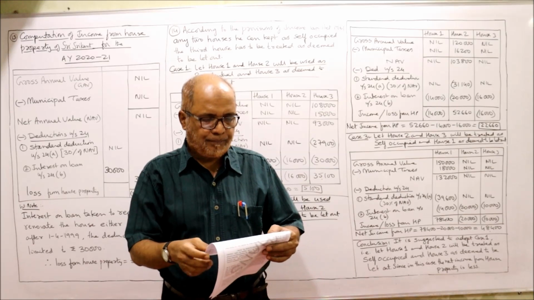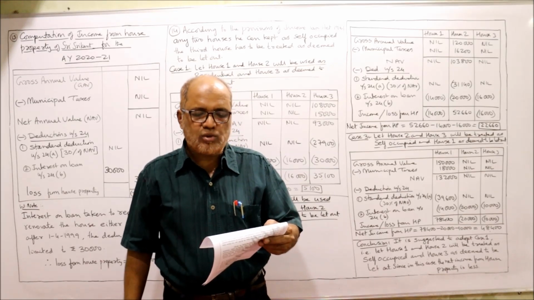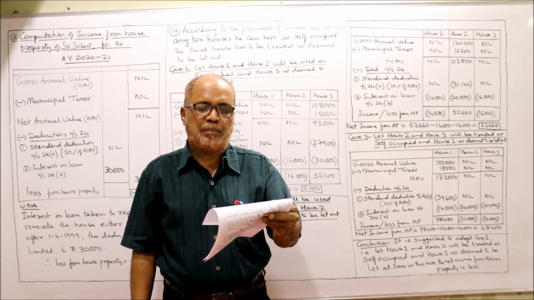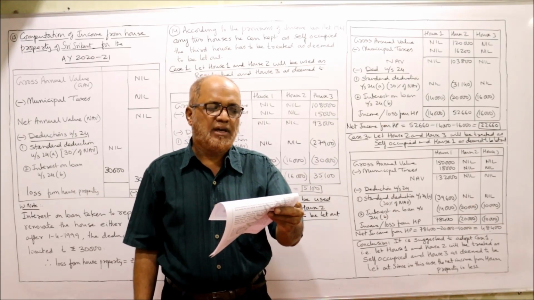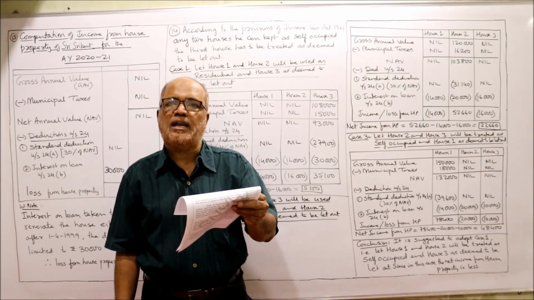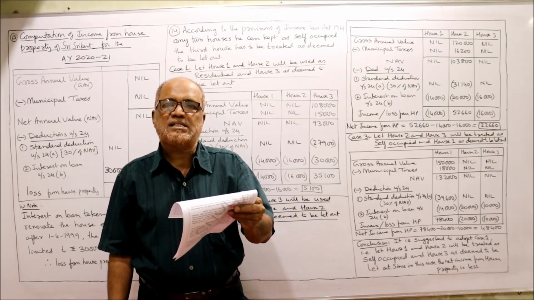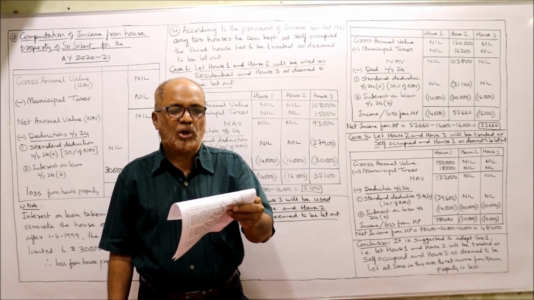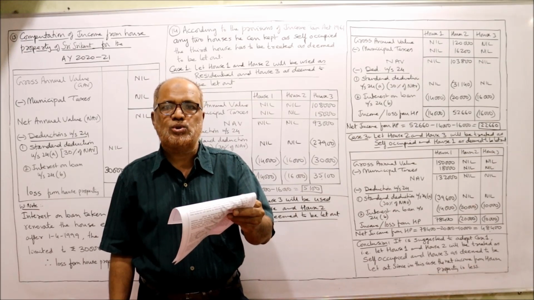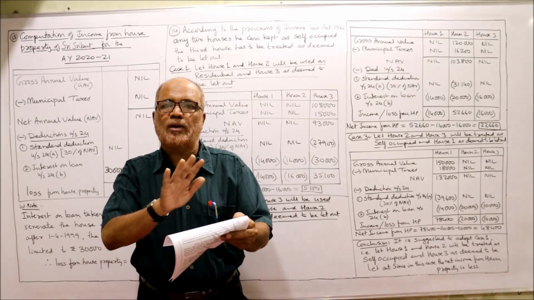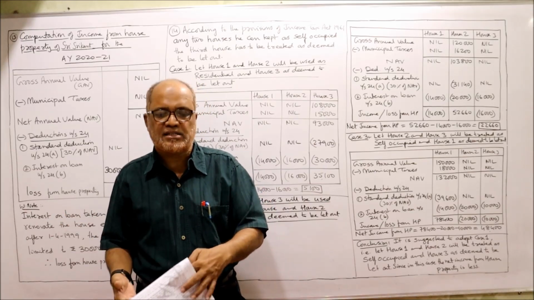Now we have to calculate. Now house number 1, house number 2, house number 3. Municipal rental value MRV is given 10,000 per month, 9,000 per month, 8,000 per month. Fair rental value FRV is given 12,500 per month, 10,000 and 9,000. Municipal taxes paid 18,000, 16,200, 15,000. Interest on loan taken to repair the house 14,000, 20,000, 30,000. Insurance will be ignored. It will not be allowed as deduction.